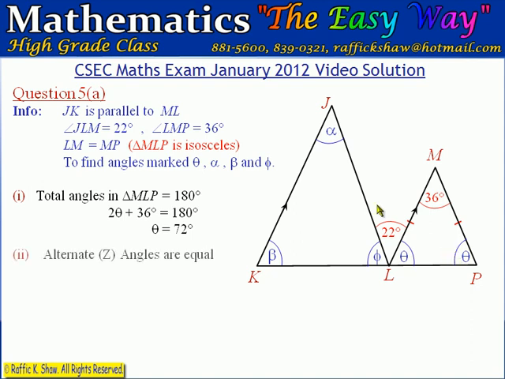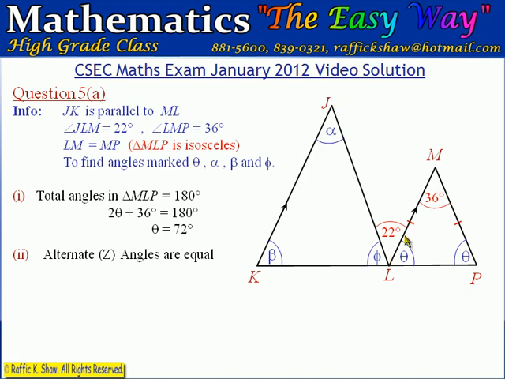Alright. Now part 2 is asking us to find alpha. And what we have is this line crossing these two parallel lines. So basically forming a Z angle here. That's a Z angle. Right? These are Z angles right here. Right? Are alternate angles. So this angle is equal to this one, right? Simply because these two lines are parallel and this line is crossing both of them.